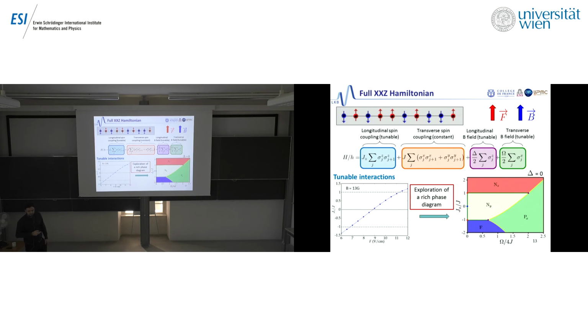So the coupling decays with one over r to the third? To the six, actually. Six. Because these circular states have no dipole. And if you would add this term to the theory, would this change the phase diagram a lot? No, it's really negligible, I think.